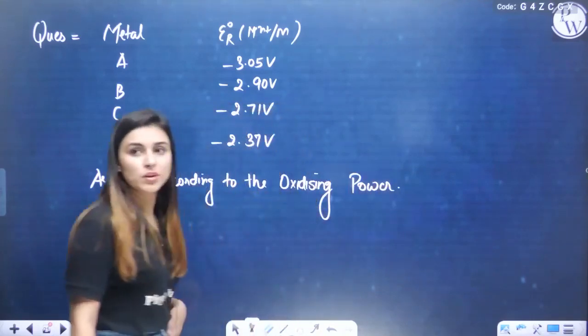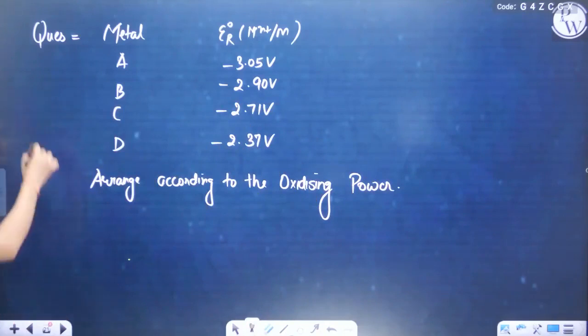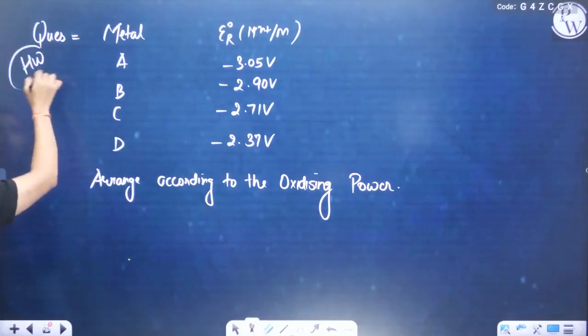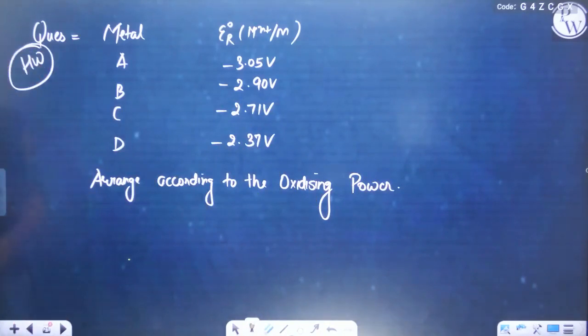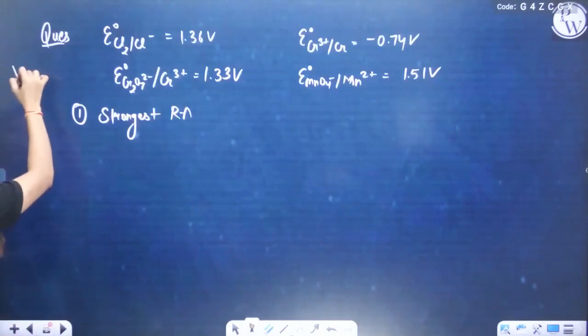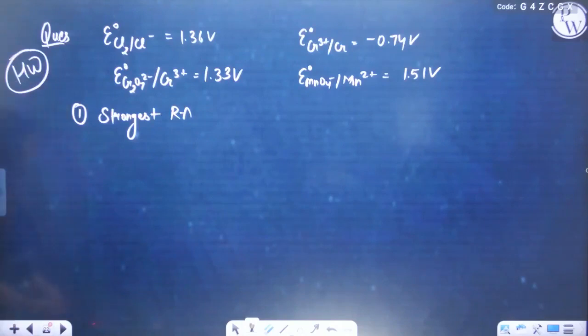You will have to try this question yourself. I have given you a lot of questions like this, so now this will be a homework question. You will have to do this question yourself. Okay, yes. The next question again will be your homework. We've just done a question exactly the same. You can find the strongest reducing agent and also the strongest oxidizing agent. Okay.